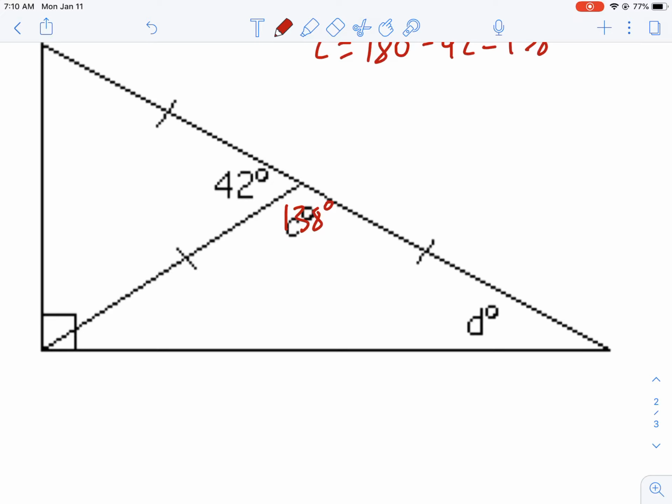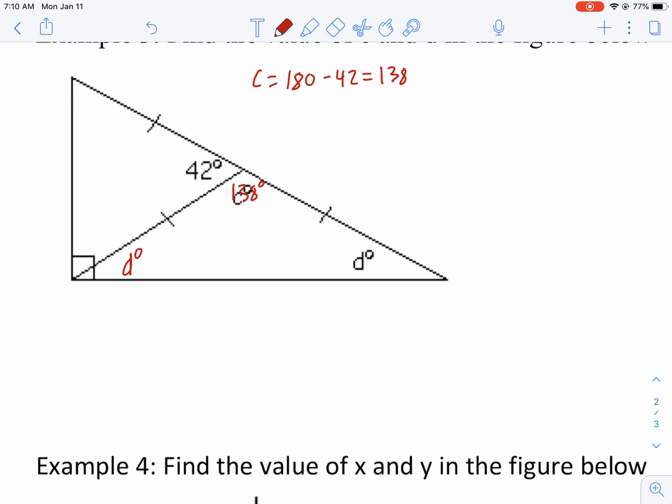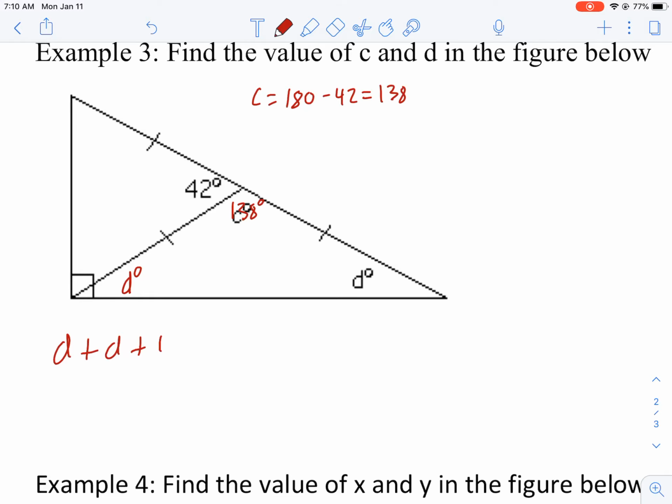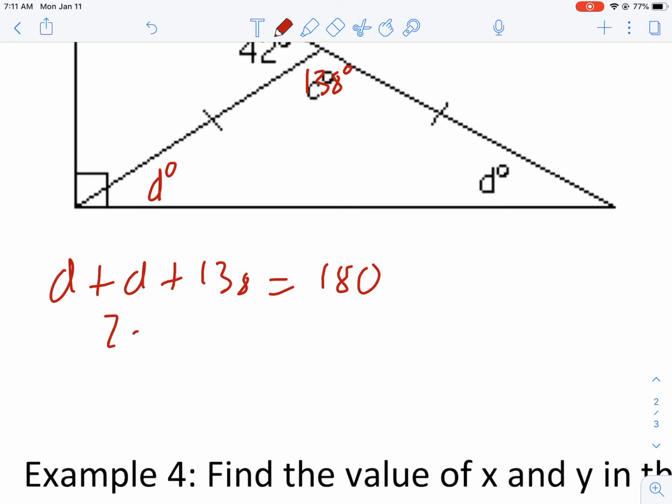Well, see how this side is congruent to this side? That means that this angle is congruent to this angle, and this angle is D. That means this angle also has to be D. Since we figured out C, we can make an equation here. We can say that D plus D plus 138 equals 180. So 2D plus 138 equals 180. Subtract 138 from both sides. 2D equals 42.